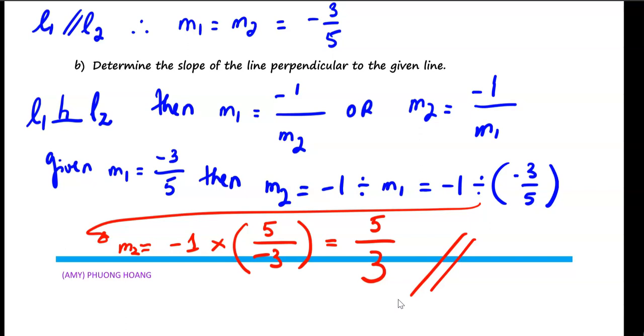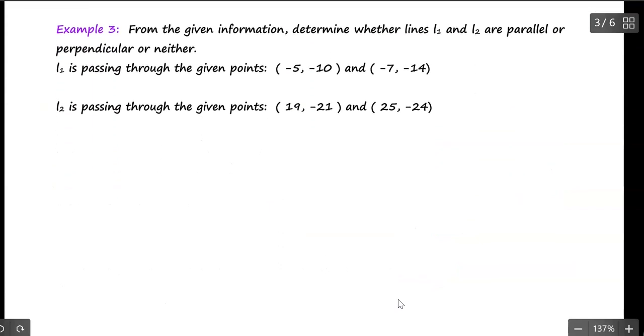All right. Okay, so let's try example number 3. In this example, from the given information, determine whether lines L1 and L2 are parallel or perpendicular or neither. Okay, so L1 is passing through this point and L2 is passing through this point. So what I will do is find the slope of L1 and the slope of L2. Right? In order for me to know whether or not they are parallel or perpendicular, the slope is the factor that determines this characteristic of these two lines.